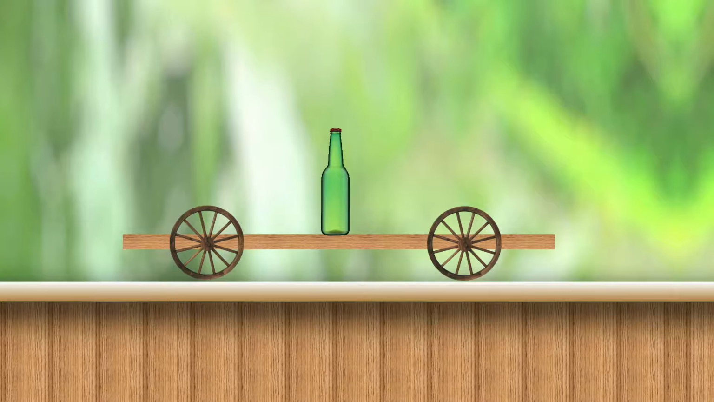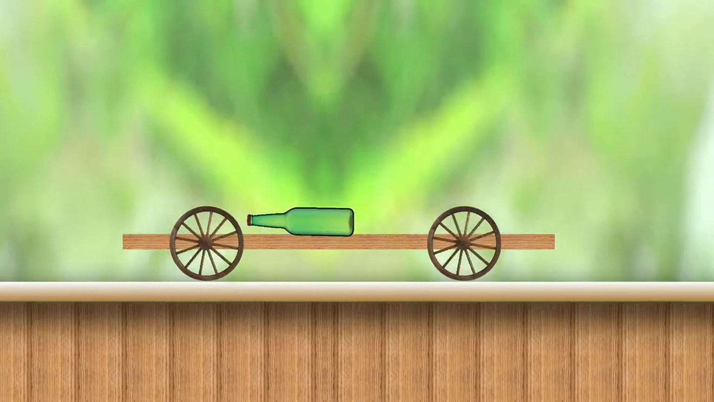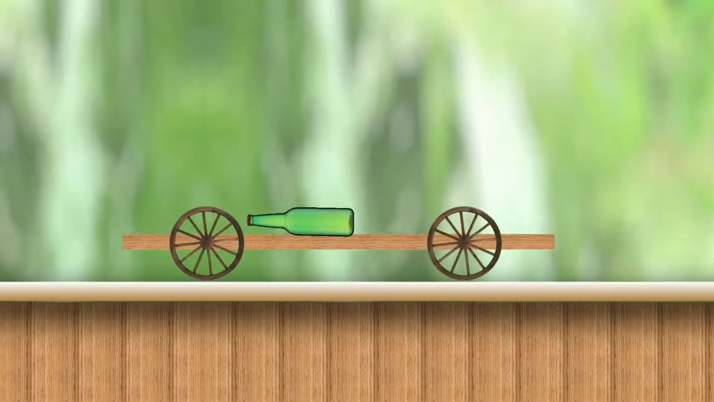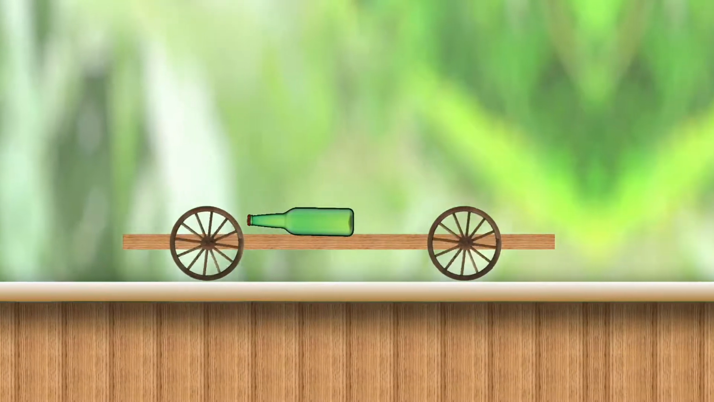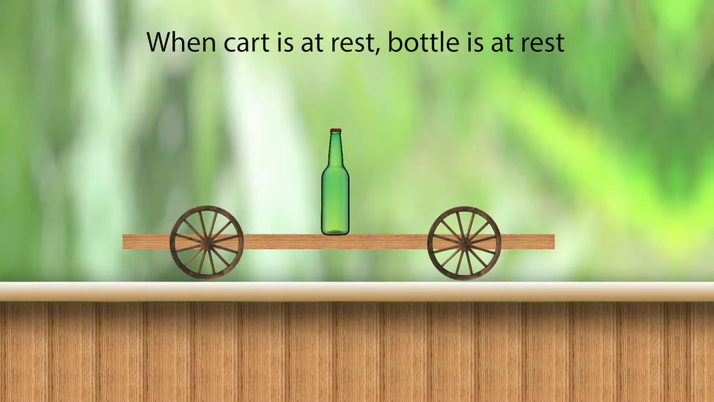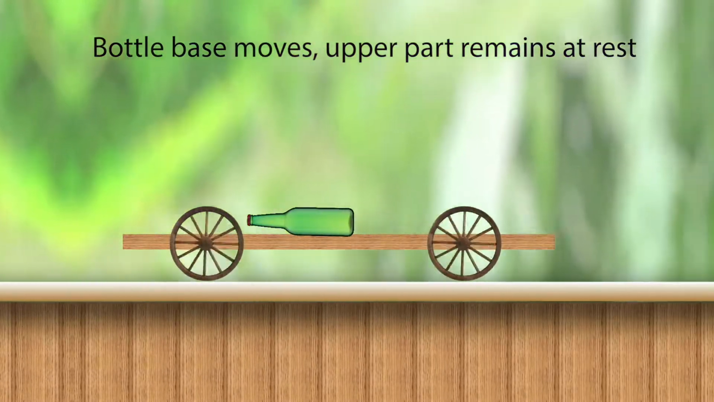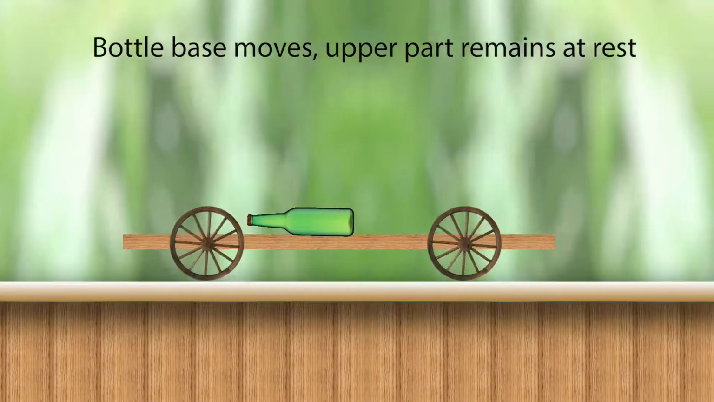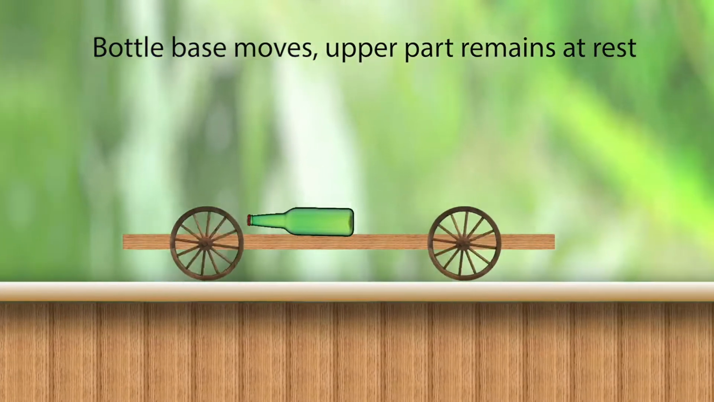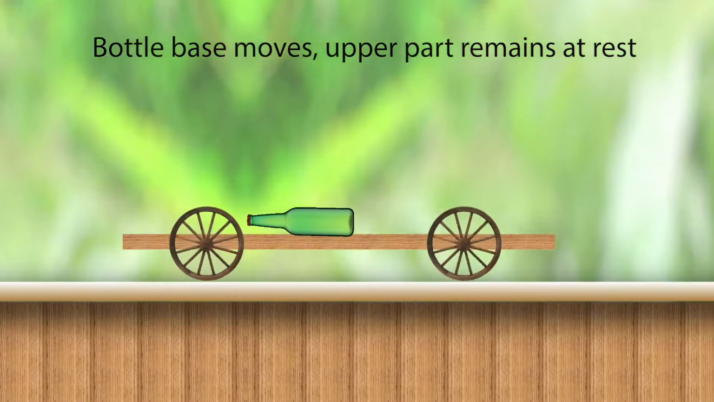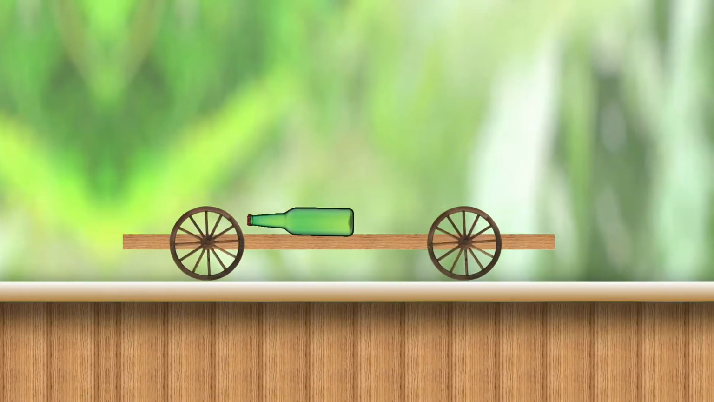Consider this bottle that is kept upon a small toy cart. What happens when the cart is suddenly pulled forward? The bottle falls backwards. This is caused due to the bottle's inertia of rest. When the cart is at rest, the bottle is at rest. However, when the cart begins to move, the base of the bottle that is in contact with the cart also begins to move. But the upper part of the bottle continues its state of rest and therefore tends to remain where it is. This causes the bottle to fall backwards.